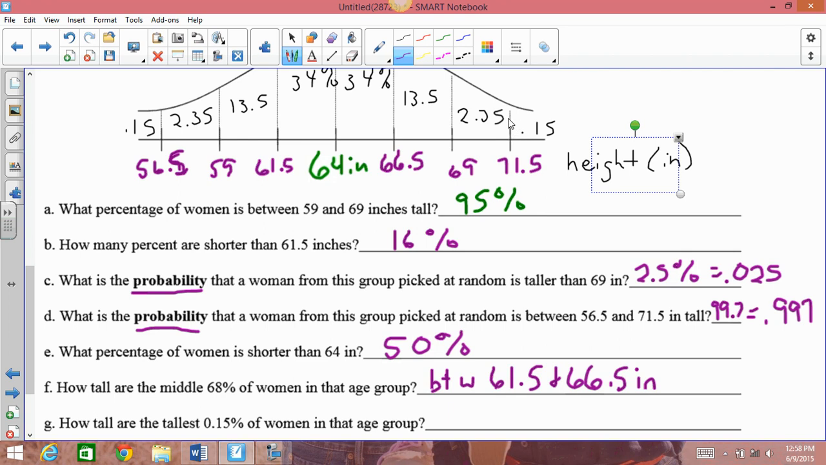How tall are the tallest 0.15% of women? 0.15%, and you want to be the tallest, so that's going to put you over here on the right, they would be 71.5 inches and taller.